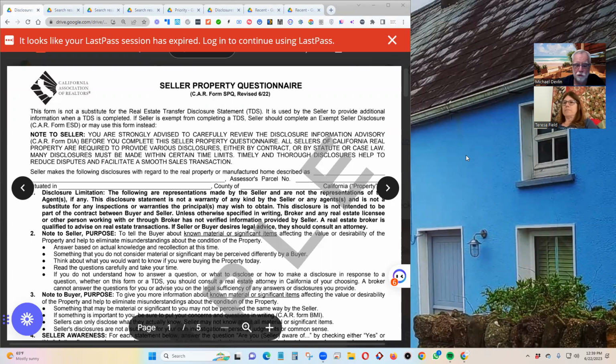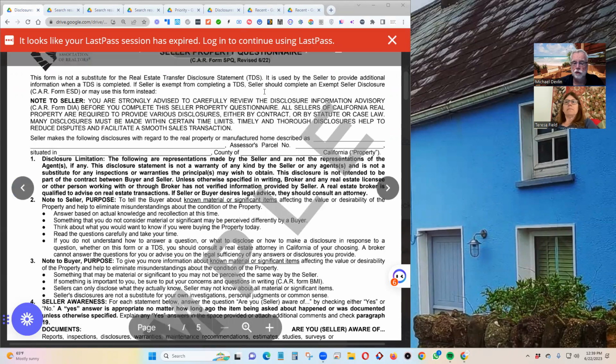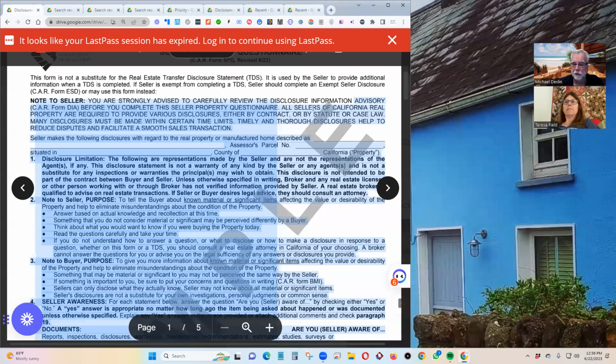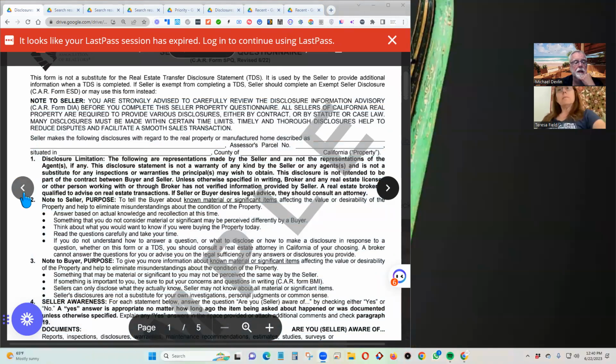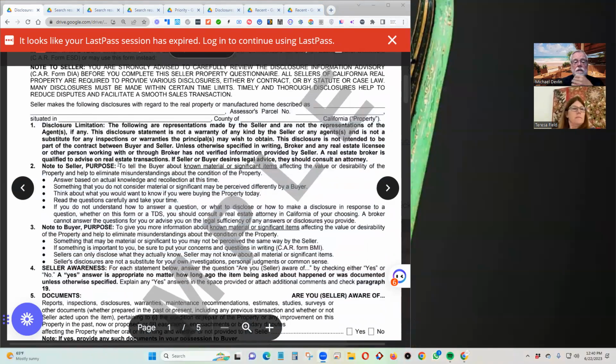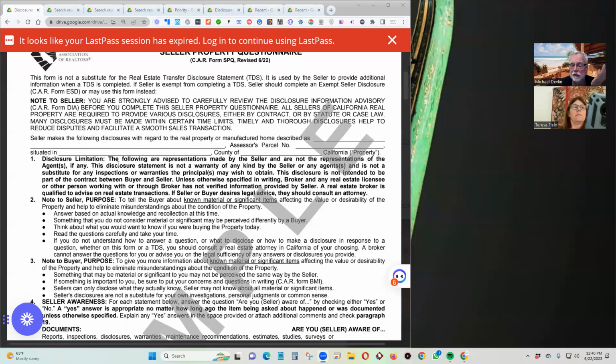And I'll show you some of the software, but you might actually have to answer questions. There's a disclosure information advisory, remember, which I mentioned. Anyhow, a disclosure information advisory, which the seller ought to read. You might want to talk about it. There are limitations. You know, the following are representations made by the seller, not the representations of the agents. Right. So what we're saying is if the seller is lying on this form, it's not our fault.